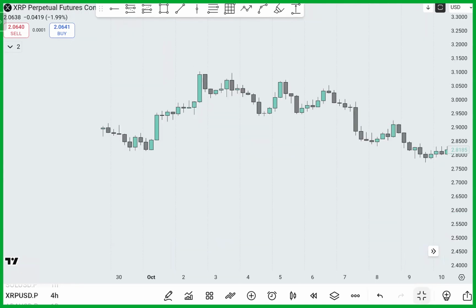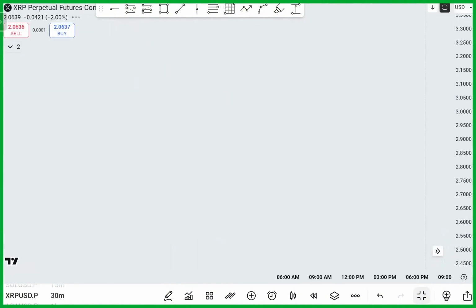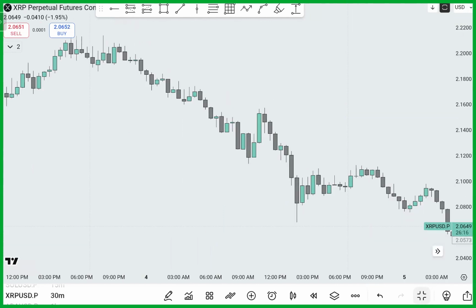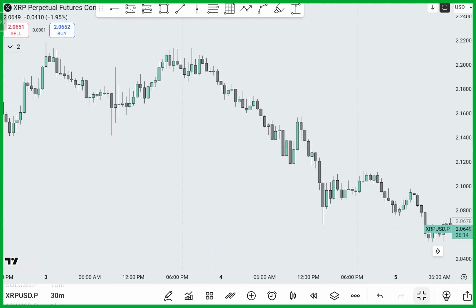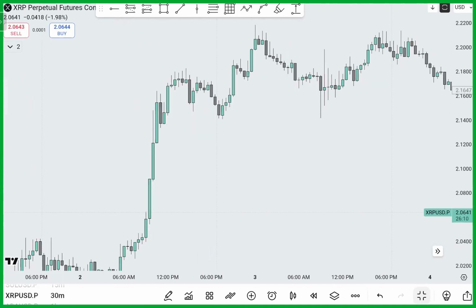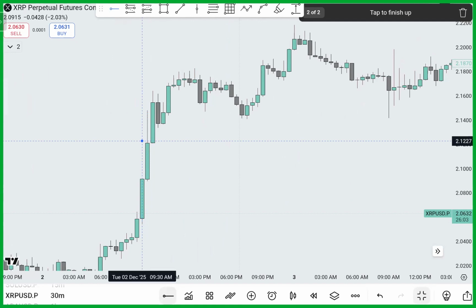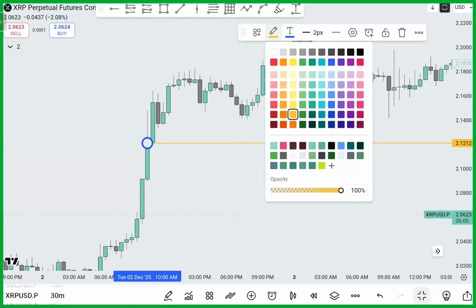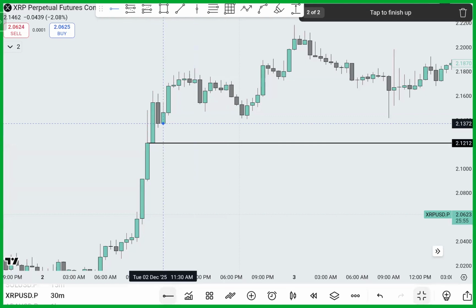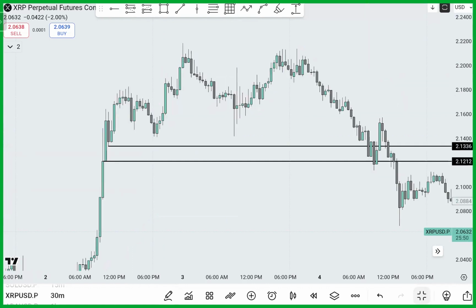Let me check now on the 30 minutes. Check here, this point. Let me use this one. I can change this to black. Then check also here. Hope you see here how price happens to what?